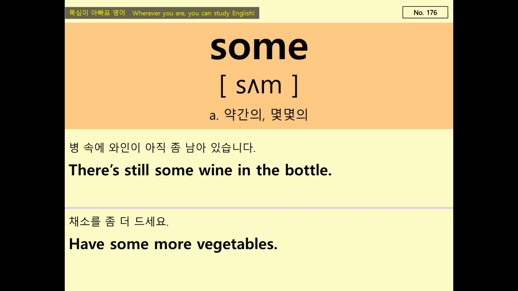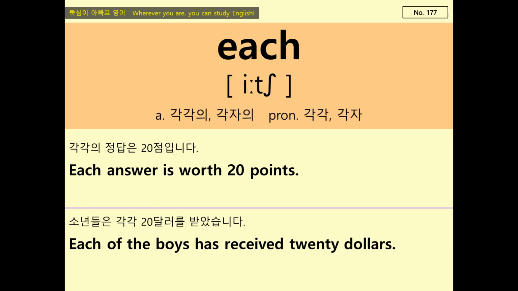Some. 약간의, 몇몇의. 병 속에 와인이 아직 좀 남아 있습니다. There's still some wine in the bottle. 채소를 좀 더 드세요. Have some more vegetables. Each. 각각의, 각자의, 각각, 각자. 각각의 정답은 20점입니다. Each answer is worth 20 points. 소년들은 각각 $20를 받았습니다. Each of the boys has received $20.